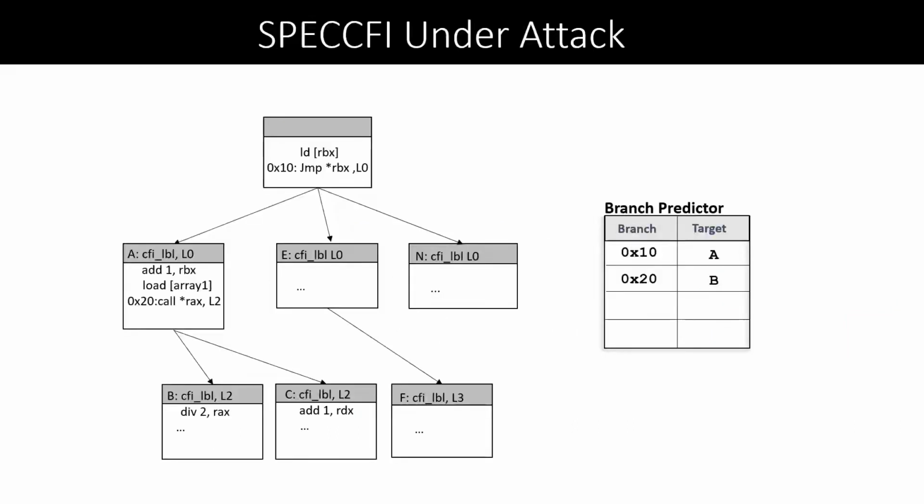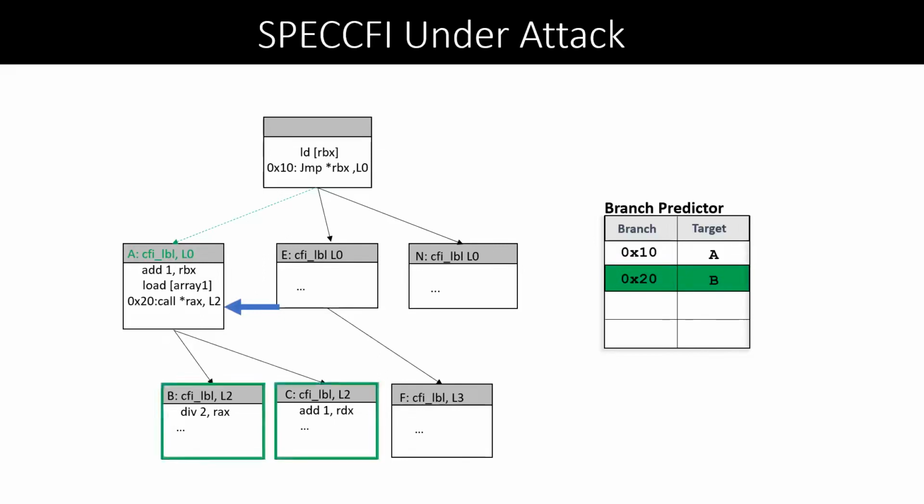Here is a very simple example to show SPECCFI in action. Starting from the first basic block, the indirect branch will use the BTB and fetch from address A. The first instruction in A is a CFI label instruction with a matching label. So the speculative execution will continue without hurting the performance. Then the execution reaches the branch location at address 0x20. Based on the CFG, basic blocks B and C are both legal targets for this branch. But according to the current status of the BTB, the CPU should fetch and execute from target B.